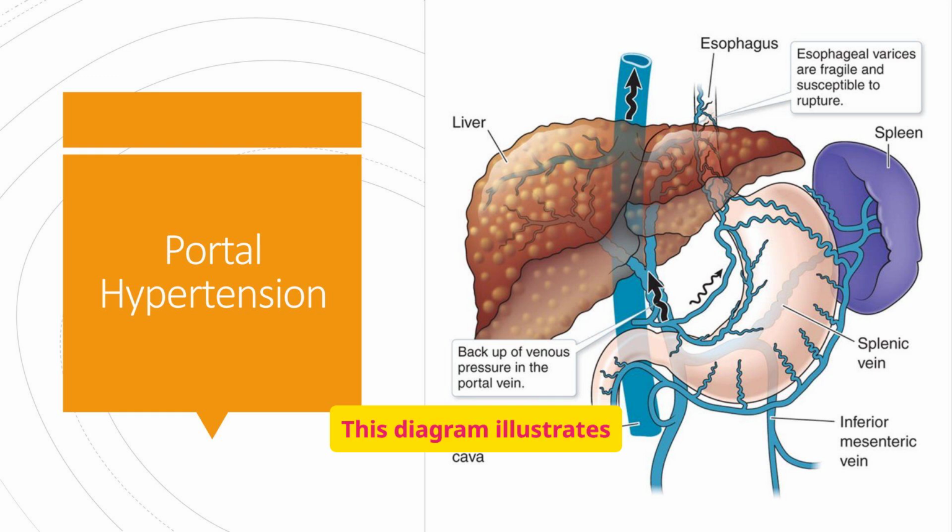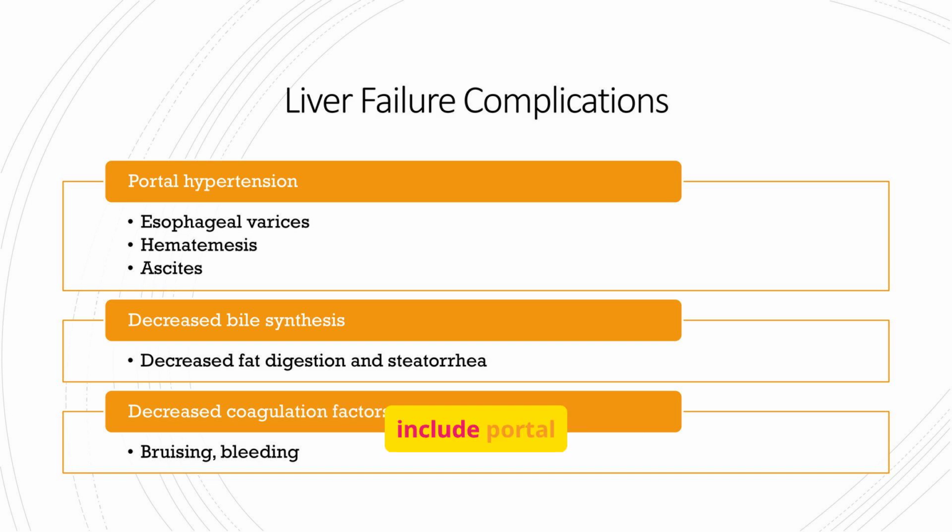This diagram illustrates portal hypertension, a complication of cirrhosis. It shows the liver, esophagus, spleen, splenic vein, inferior mesenteric vein, and inferior vena cava, highlighting the increased pressure in the portal venous system. Liver failure complications include portal hypertension, leading to esophageal varices, hematemesis, and ascites.